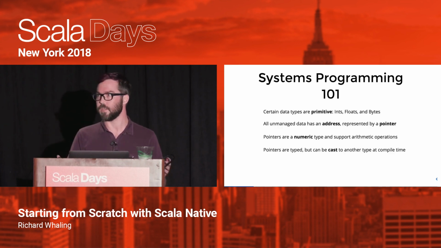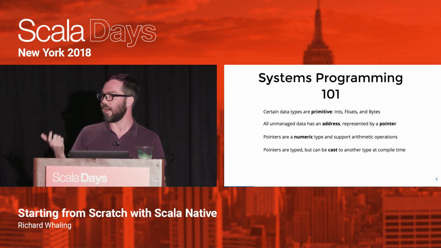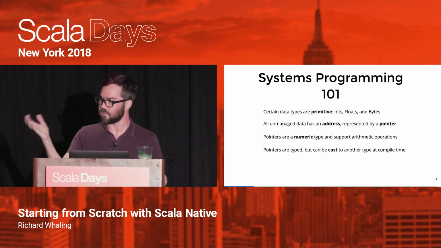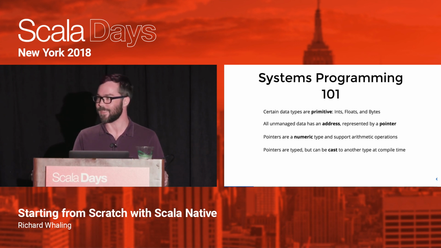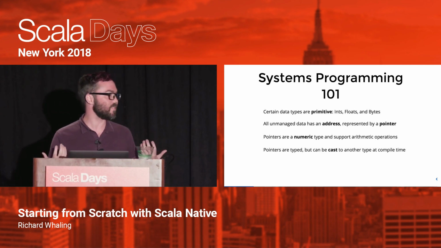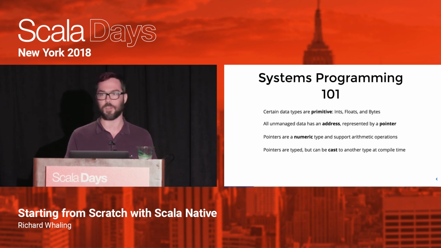Pointers are typed. You'll see in Scala Native, a pointer is just a generic. It's great. But you can cast them to other types. That's a compile time coercion, right? That's not a runtime thing. It doesn't introspect the data at all. It's purely just changing the type to make things line up, which to us Scala developers, right, is something to be avoided, but when you're working with C APIs, it's often necessary.